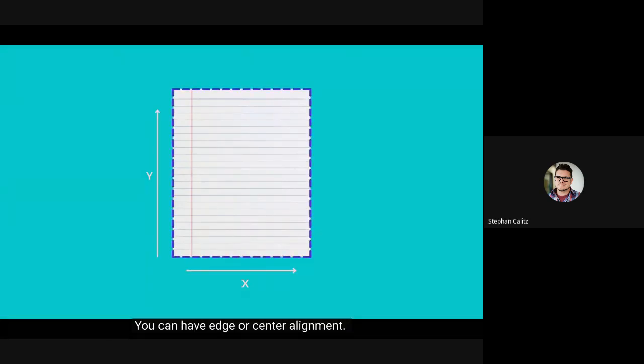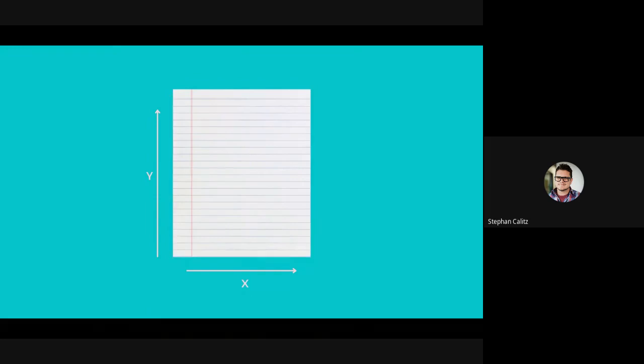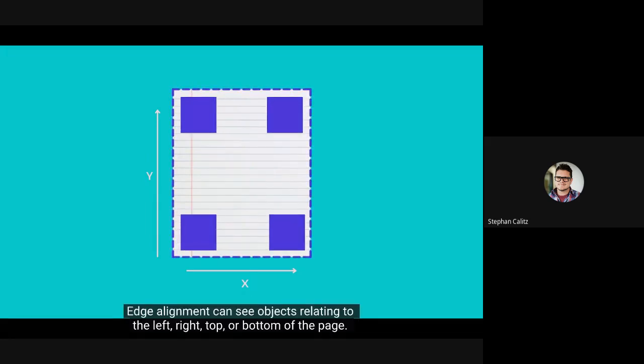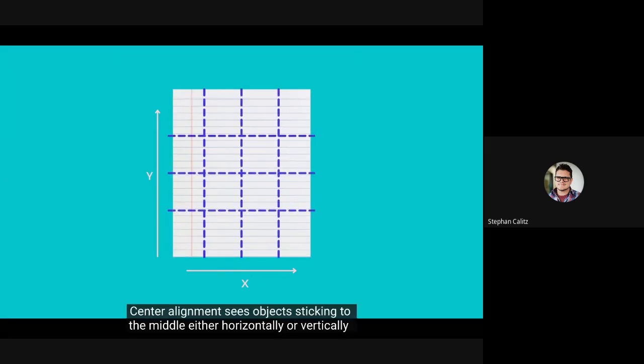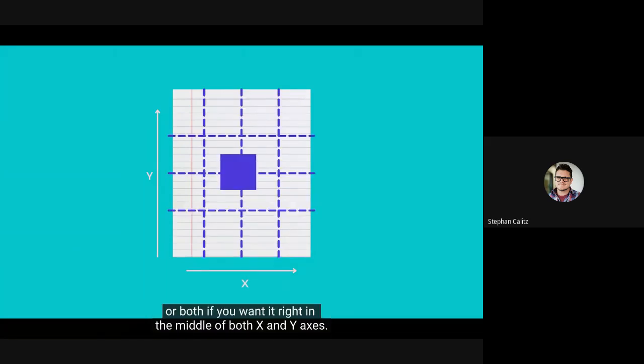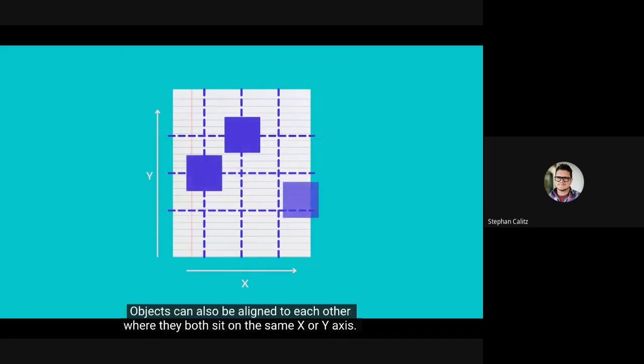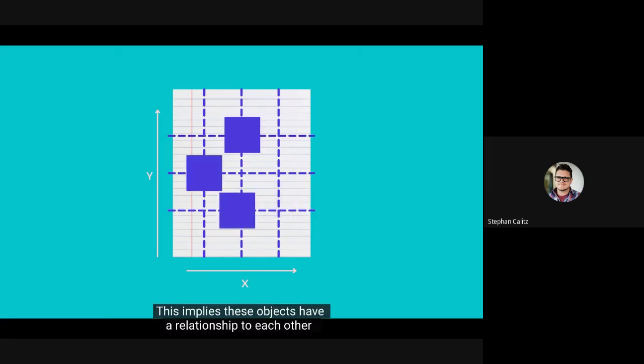You can have edge or center alignment. Edge alignment can see objects relating to the left, right, top, or bottom of the page. Center alignment sees objects sticking to the middle, either horizontally or vertically, or both, if you want it right in the middle of both X and Y axes. Objects can also be aligned to each other, where they both sit on the same X or Y axis. This implies these objects have a relationship to each other and therefore should be understood together.